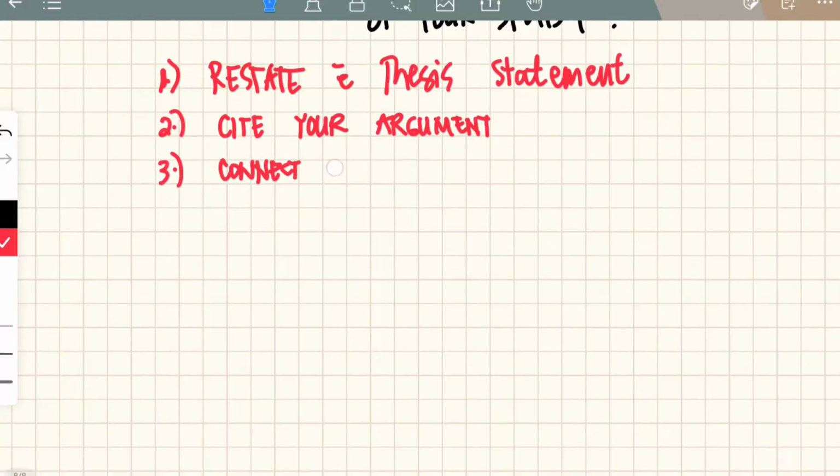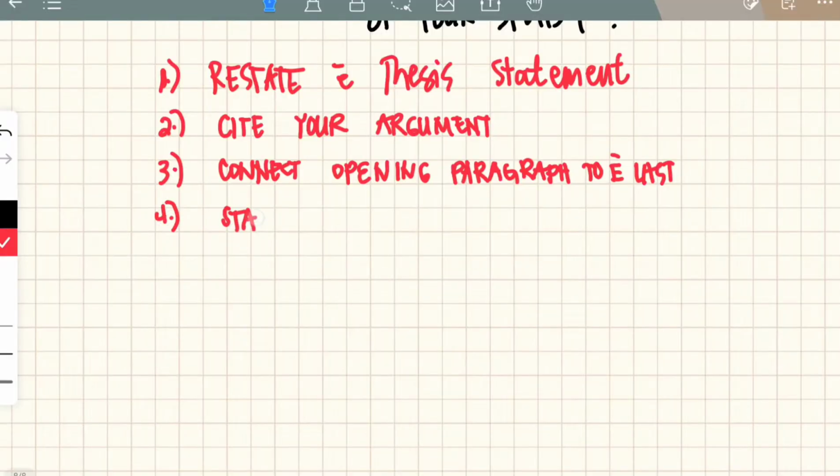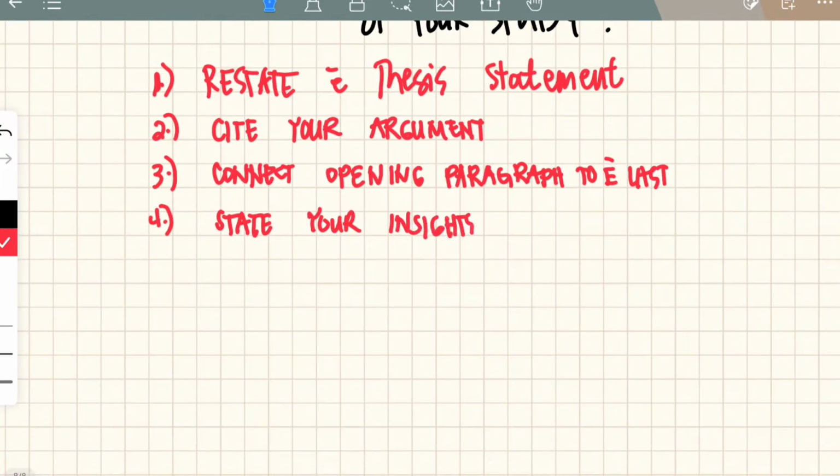So, the third is connection. Kailangan mong i-connect yung opening paragraph to the closing statement. And then, the fourth one is you have to provide your personal insights. Napaka-importante nito. It's not only their research, but also you have to give your personal insights to your topic. So, that's the closing or the conclusion.